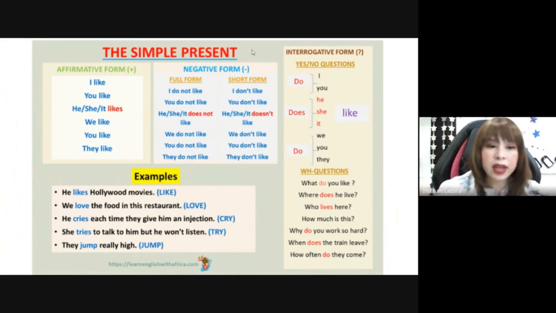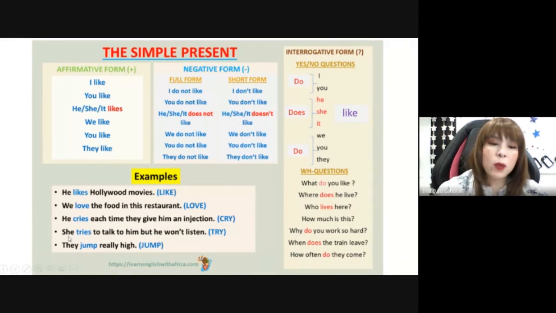So in the third case, he cries each time they give him an injection. The verb, the action is cry, but we need to apply the rule for the S. The verbs end in Y, but before the Y we have a consonant. If we have a consonant, then we write I-E-S. So that's why the verb changes into cries.